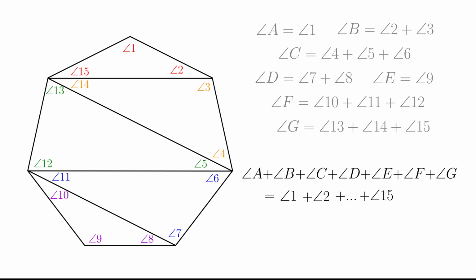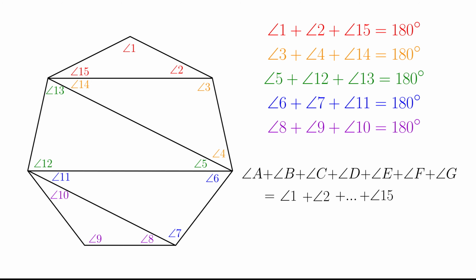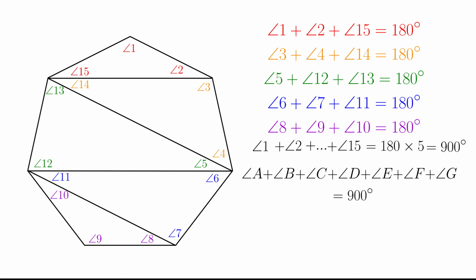Similar to the square, we have various sets of three angles totaling 180 degrees. We can sum up all the angles on the left side and add up all the values on the right side. This gives us 180 5 times, or 180 times 5, which gives us 900 degrees total. And this means that the sum of the interior angles of a heptagon is equal to 900 degrees.